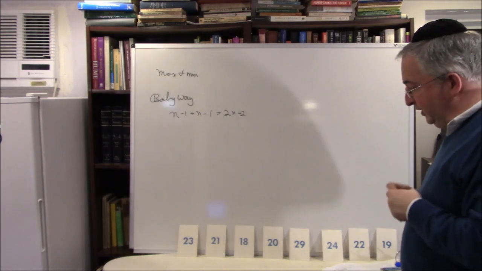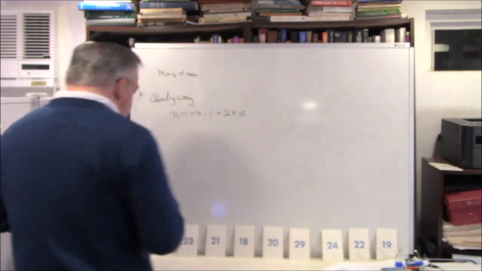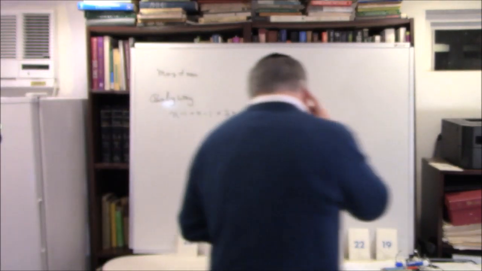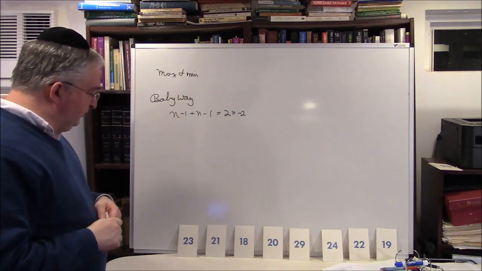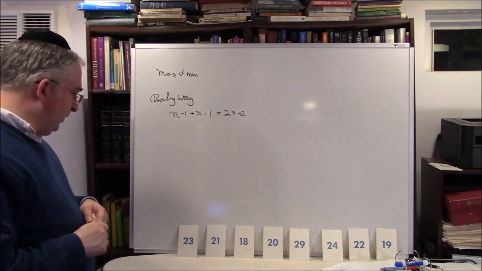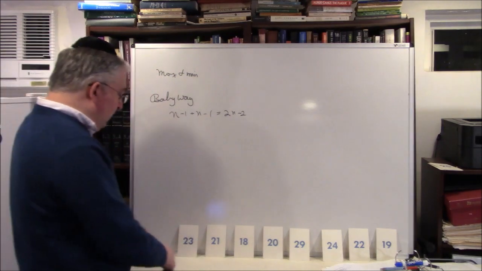And here's where it gets a little bit more interesting. What you can do is you can assume, what are we doing here? We're finding the maximum and the minimum of the array. And what you can do here is as follows. You can look at these first 2 cards.